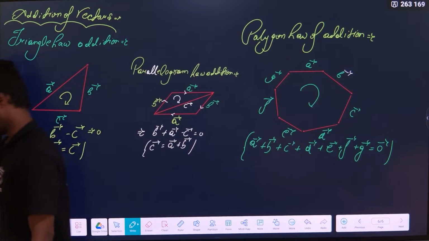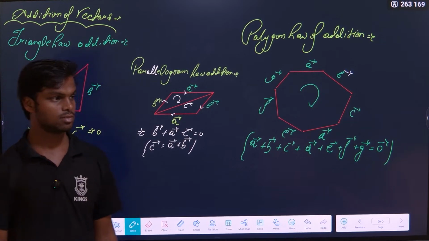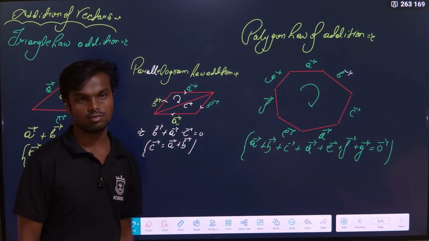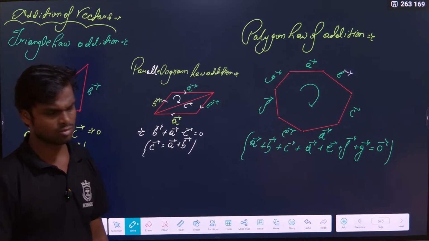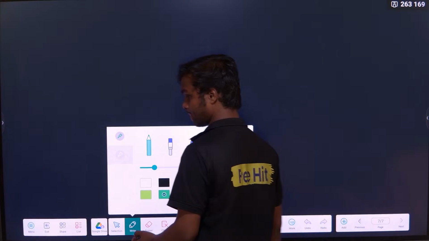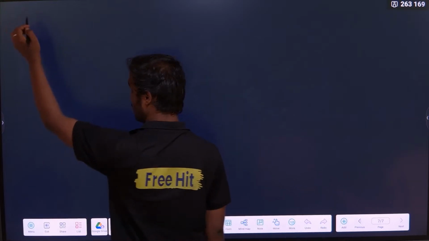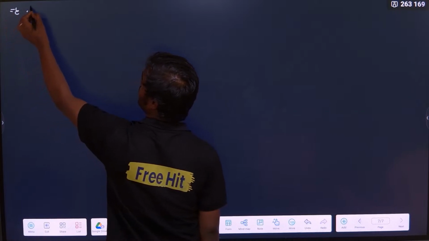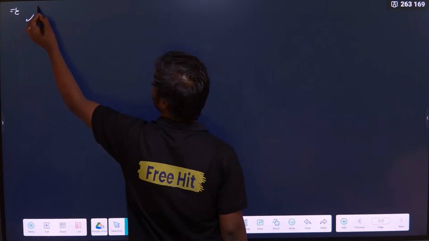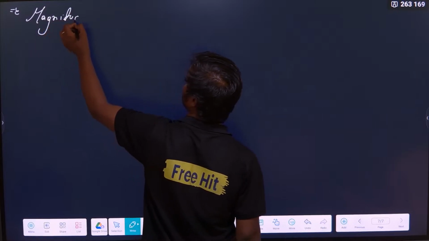Simple rule. No need of thinking anything, no need to do anything. Just remember the concept and apply it. You can simply write it. Clear? So those are the different laws of addition. Now the next topic is the magnitude of a vector. We have seen how to find the direction. Now the next is how to find the magnitude of a vector.